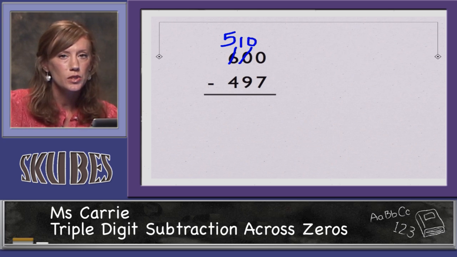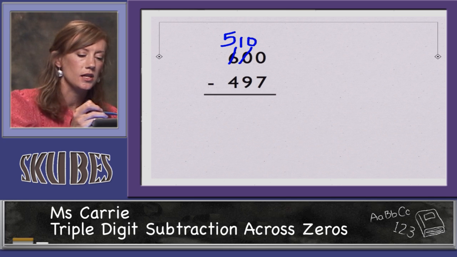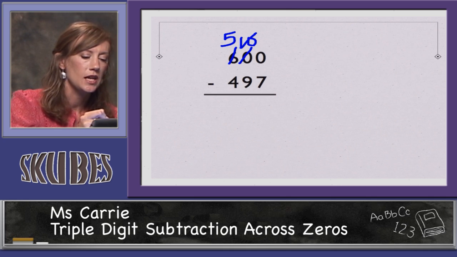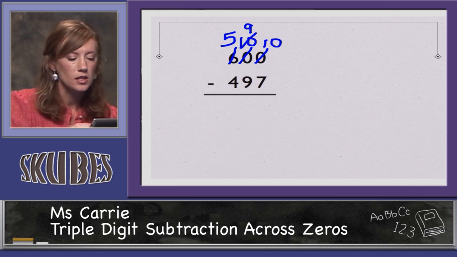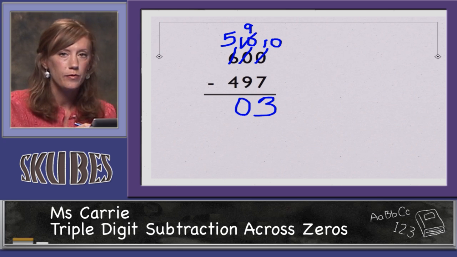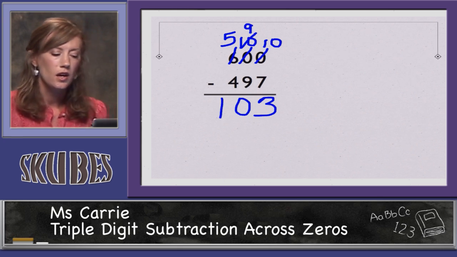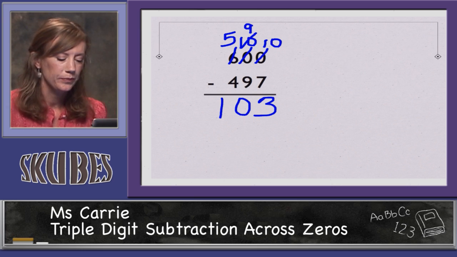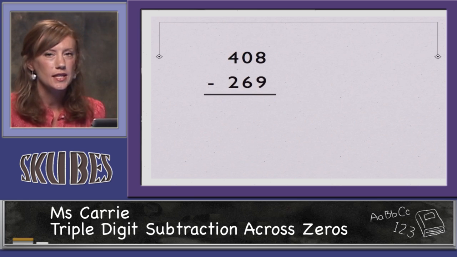We still can't do 0 minus 7 in the ones place. So we're going to borrow from this 10 again and put that over here. And then we'll do 10 minus 7 is 3. 9 minus 9 is 0. And 5 minus 4 is 1. Our answer is 103. Let's look at one last example.